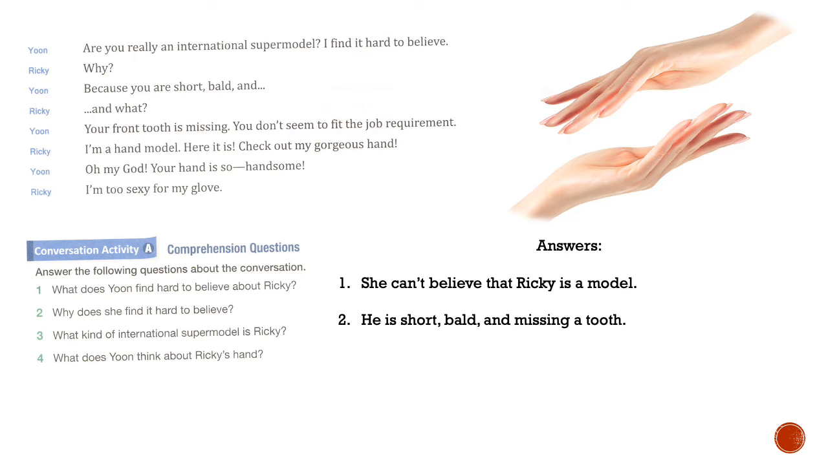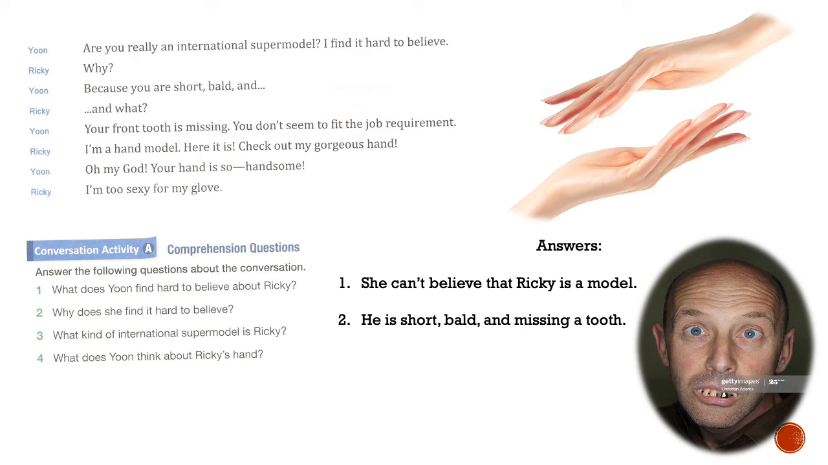If you want to imagine this guy short, bald, and missing a tooth, he might look something like this. Okay, so if you saw him, you would not think, oh, he looks like a supermodel, right? He definitely does not. But if you look at number 3, what kind of supermodel is he? He is a hand model. So maybe he is in TV commercials for hand lotion or something like that. He is not a runway model.